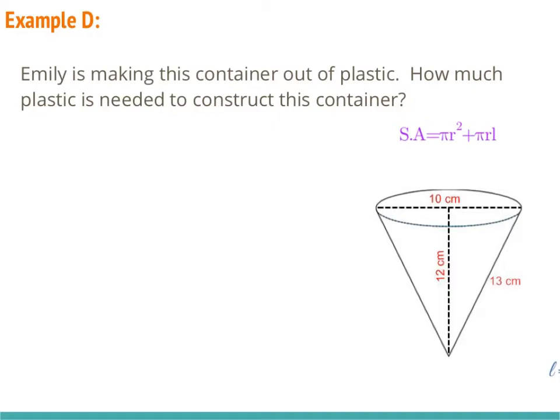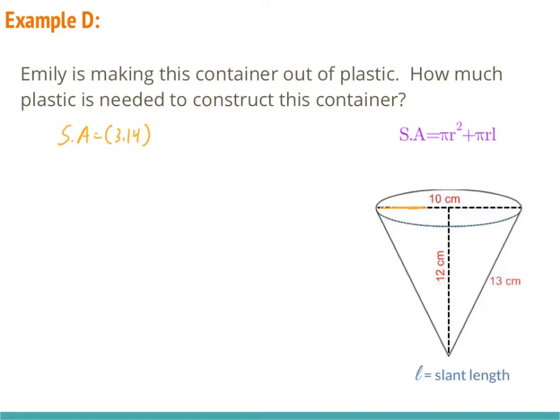Hey, wait a minute. L, we know what L is. We've seen L before. L is our slant length. So let's not forget that and plug in the information that we have. So we don't have surface area, so we're going to be looking for that. We know what pi is. In our case, we're going to be using 3.14. Our radius is going to be half of our diameter.